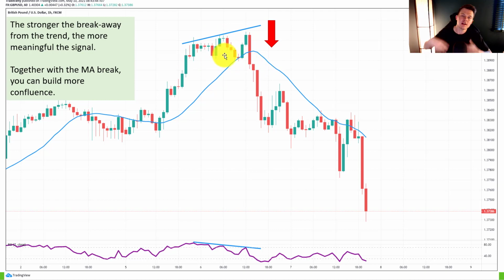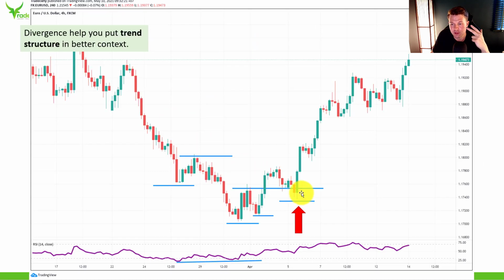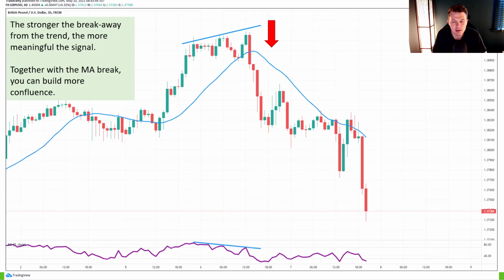Again, you can and you should build confluence around a divergence. A divergence is one signal, one criteria. However, you could add things like a moving average breakout. You could add things such as a support resistance breakout. You could add things such as a break and retest. You could add even a multi-time frame on top of that. And any of those things will help you build a little bit more of a robust trading system.